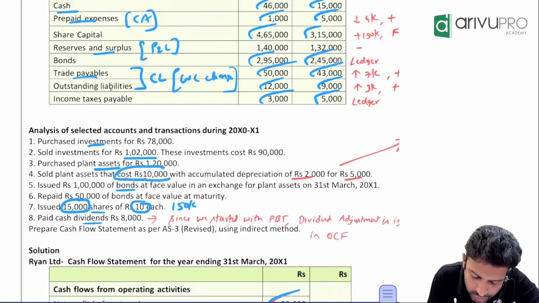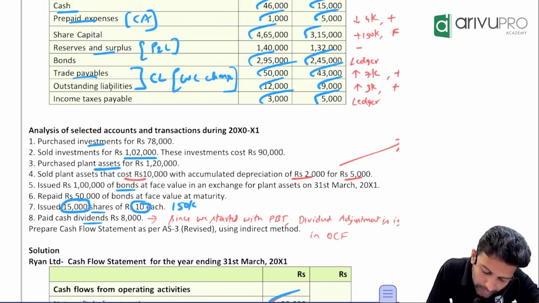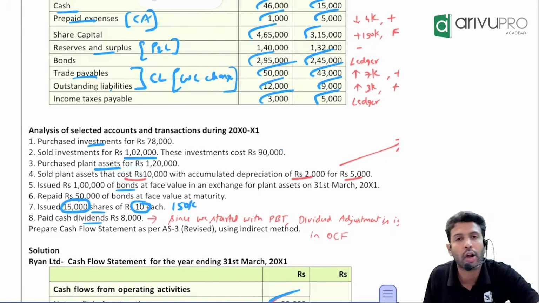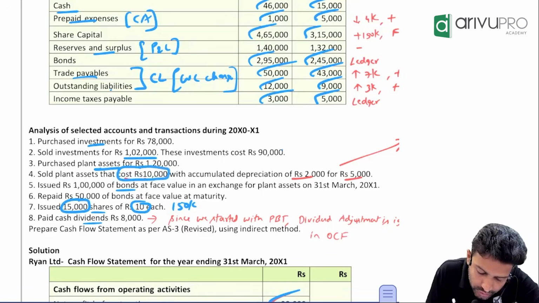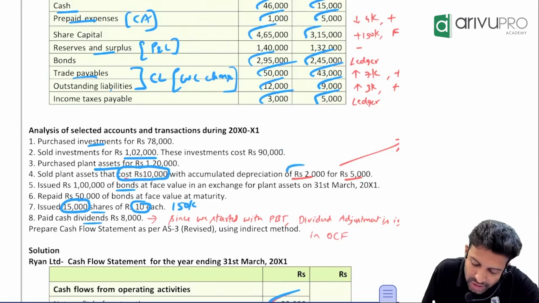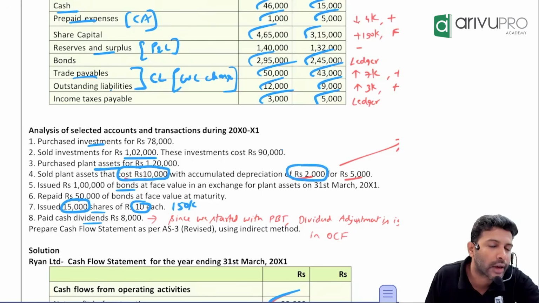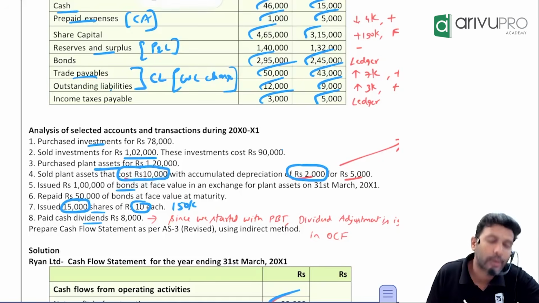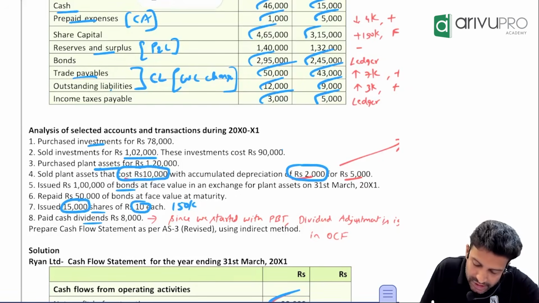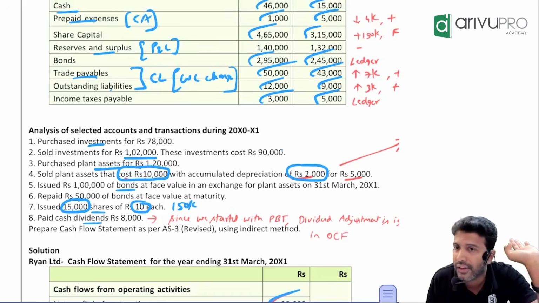Next: sold plant, cost 10,000. Did you sell the entire plant or one of the plants? One of the plants, whose cost was 10,000. When they say cost here, it's always original cost. What was the original cost of this asset? 10,000. Accumulated depreciation means so far how much depreciation have you charged? 2,000. Take your calculator. You bought the asset originally for 10,000. Till now you have charged 2,000 depreciation. That means the value of the asset is 8,000.